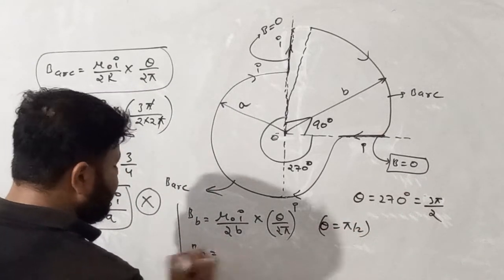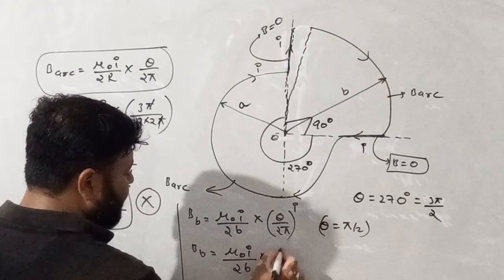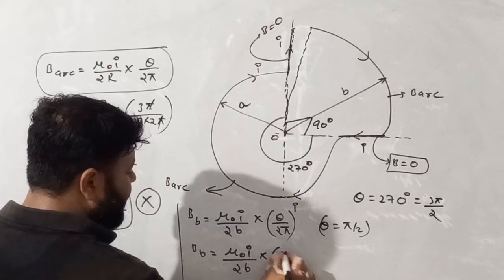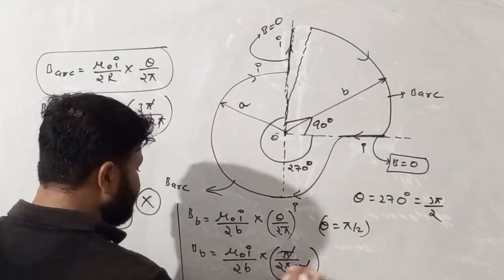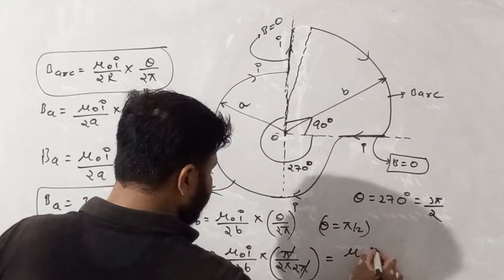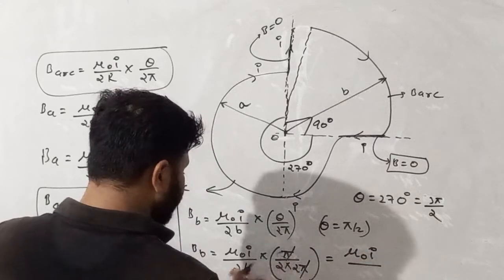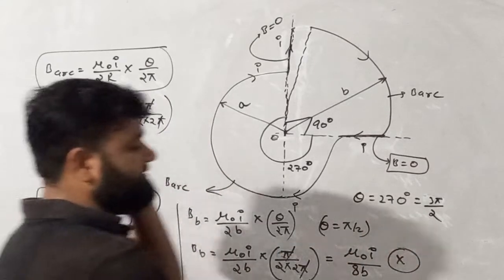So the magnetic field due to B radius is mu naught I by 2b multiplied by theta, which is pi by 2 multiplied by 2 pi. Pi gets cancelled, 2 2s are 4, 4 2s are 8. So it becomes mu naught I by 8b, and its direction is again inside.